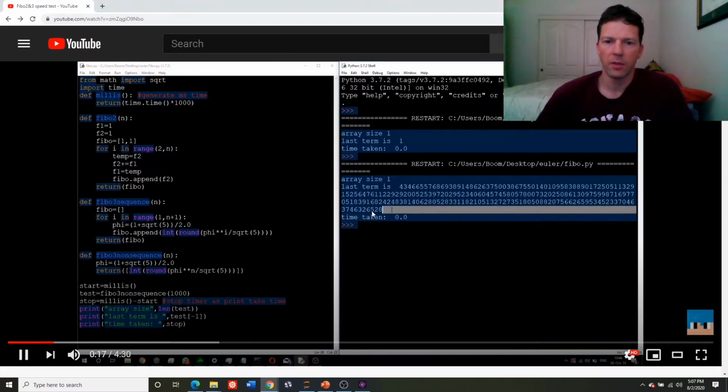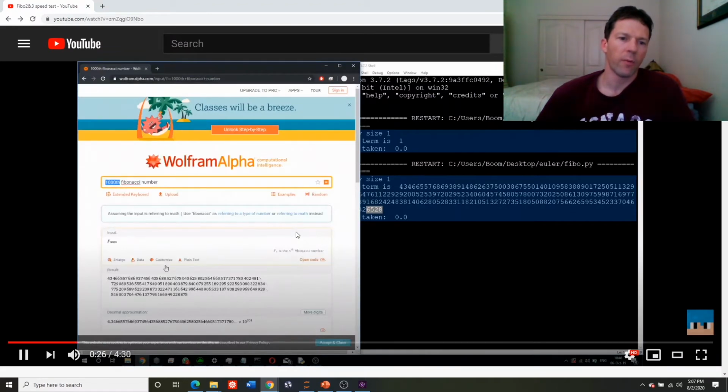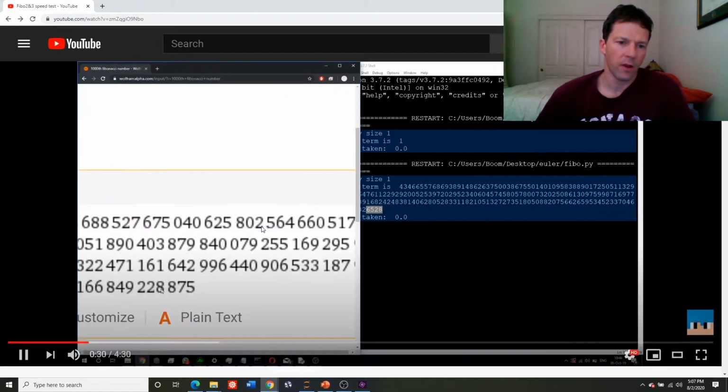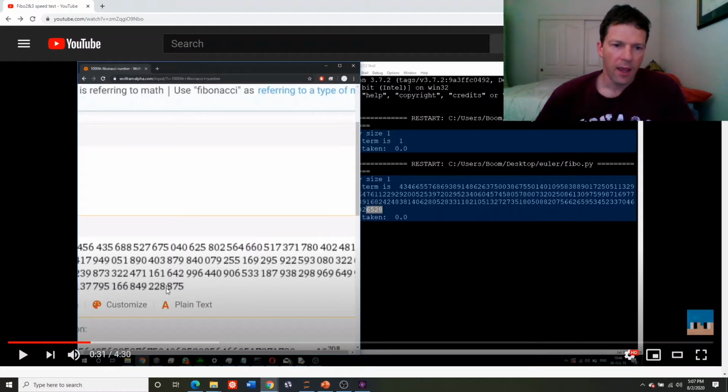That's what my algorithm says, and he's pointing out the last few digits end in 6528. Now he's going to go over to Wolfram Alpha, ask it for the 1000th Fibonacci number, and it ends in 8875. So Wolfram Alpha is very reputable. They're probably correct. So what's wrong with my algorithm?